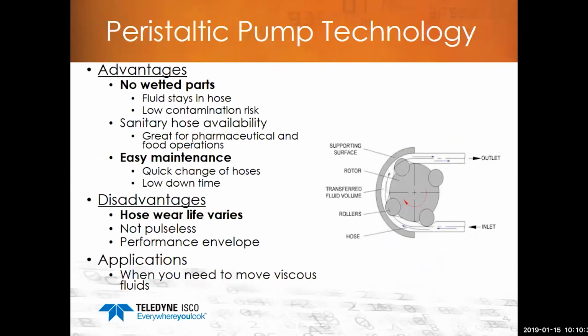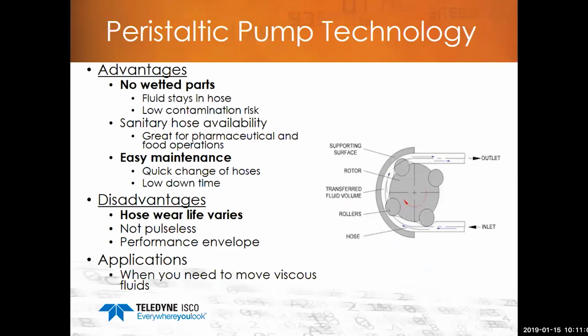Okay. So the third type of technology here is a peristaltic pump. Now this is a very interesting one, kind of like the happy medium, a nice option to a reciprocating pump. First off, there's no wetted parts. The fluid stays in the hose. So the only thing you have to worry about is changing the hose or the life and the degradation of the hose over time. So there's low contamination risk unless the hose bursts, but you're going to see that and know that versus it leaking inside the unit or something like that.